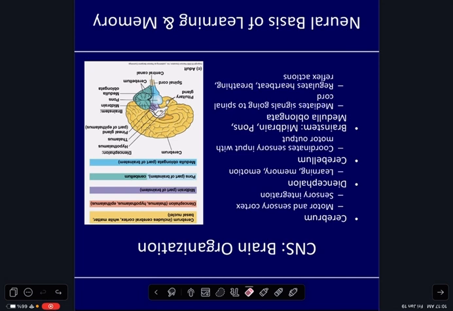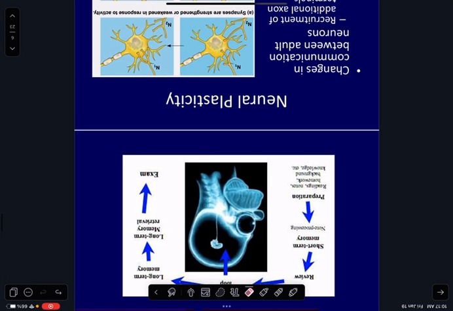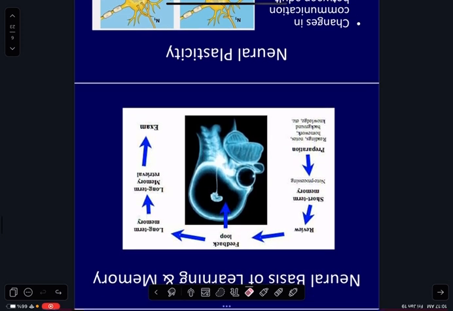I won't laugh. Okay, so we're going to talk about learning and memory today. The neural basis of learning and memory, how we learn and remember things and how that information is stored in our brain. So when you learn something, it's really part of learning and remembering.